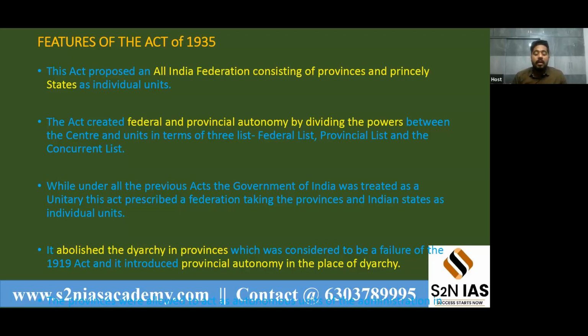It abolished the diarchy in provinces. We can observe that the Simon Commission report recommended abolishing diarchy because Indians were mature enough to deal with the subjects. So there was no need to separate reserved subjects and keep monitoring from London by the Secretary of State. So diarchy was abolished, which was considered a failure of the 1919 Act, and it introduced provincial autonomy in place of diarchy. We can appreciate the British step in abolishing diarchy and giving provincial autonomy, but it was very, very late.